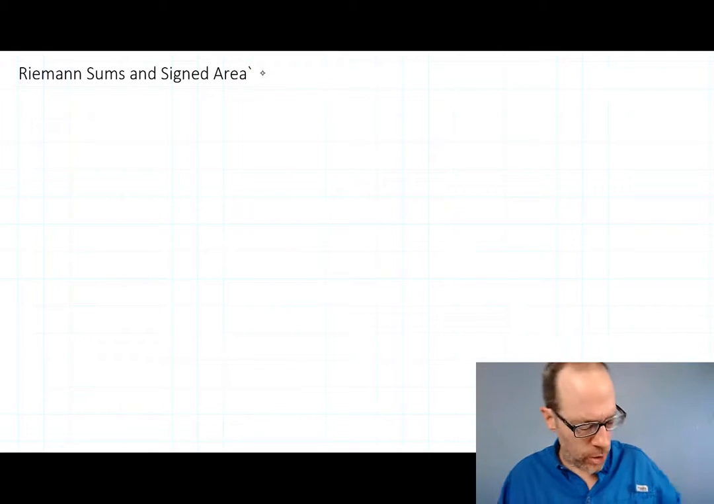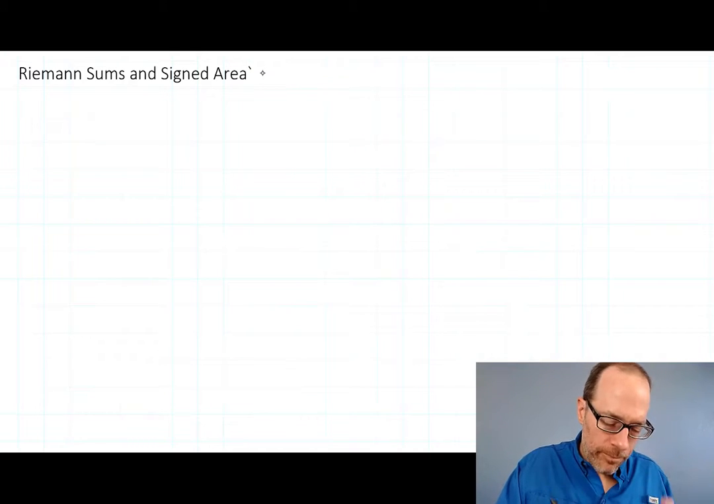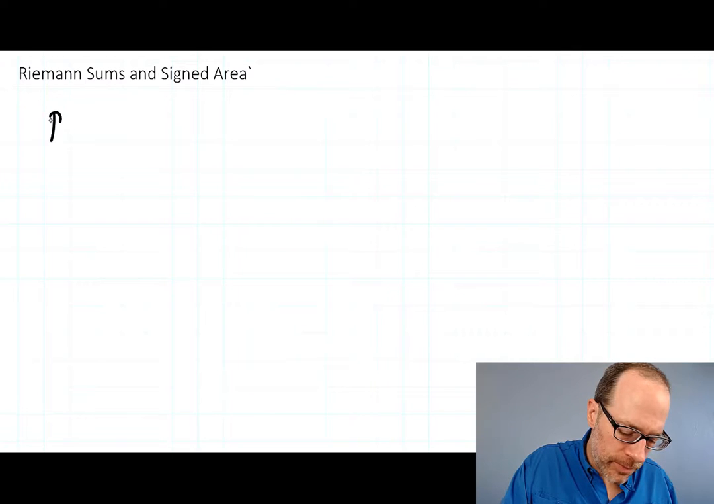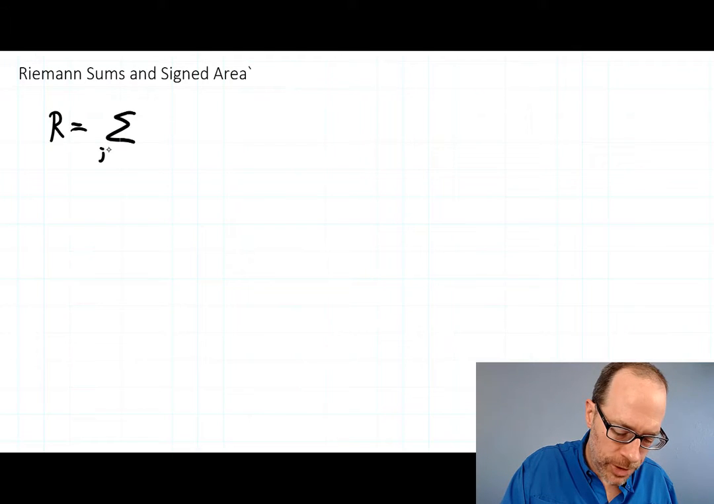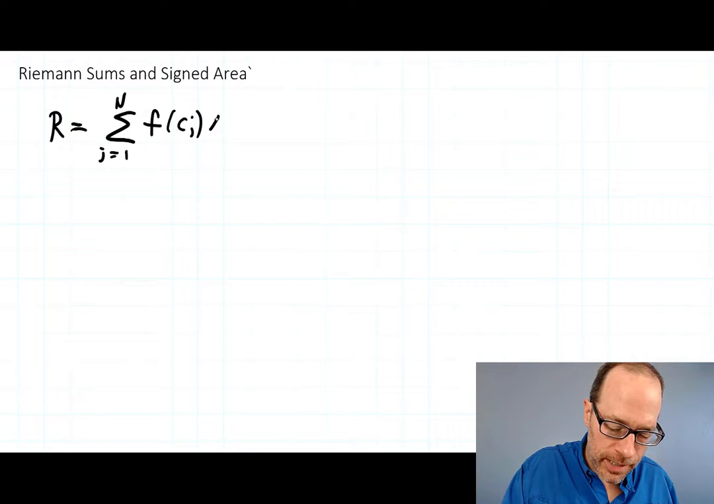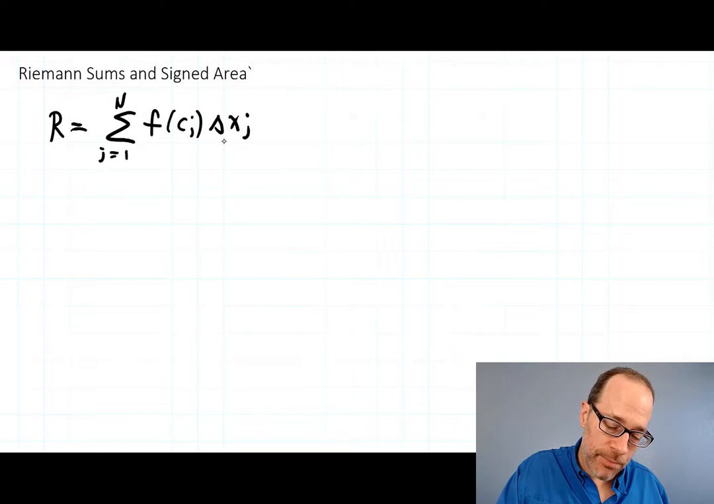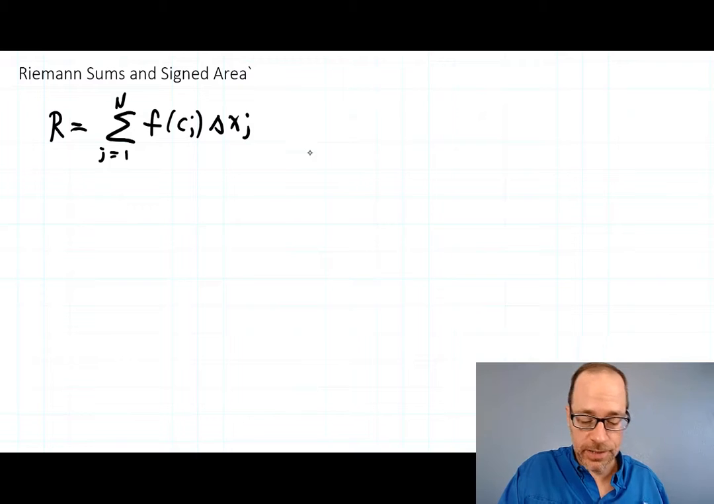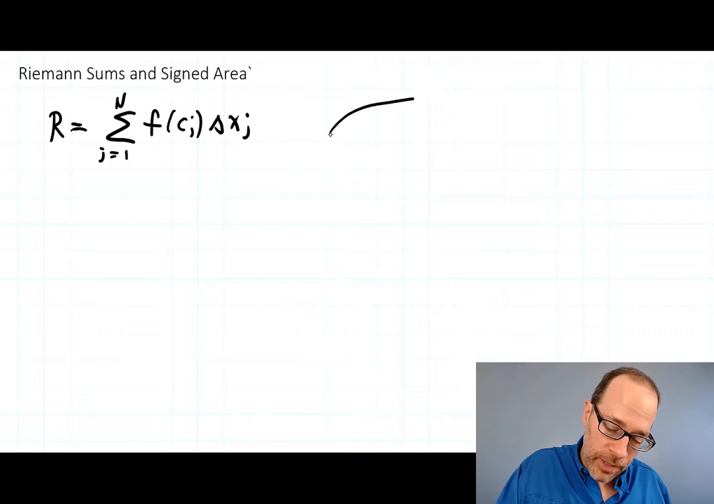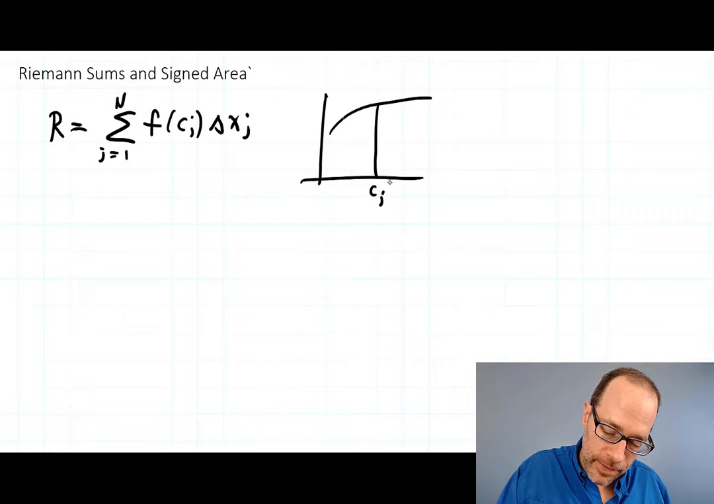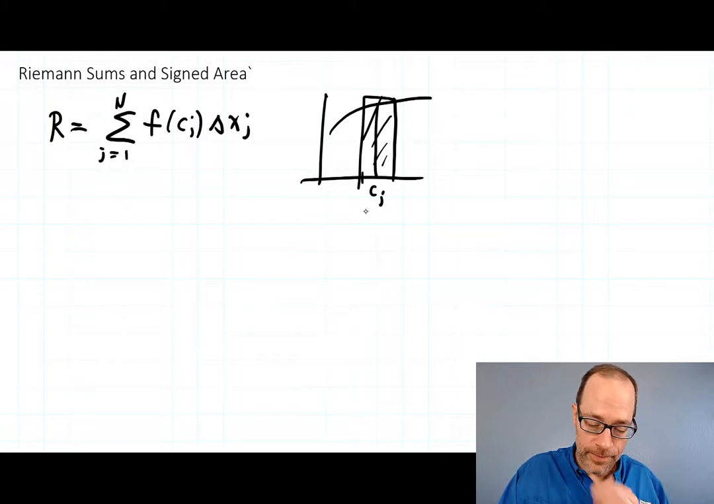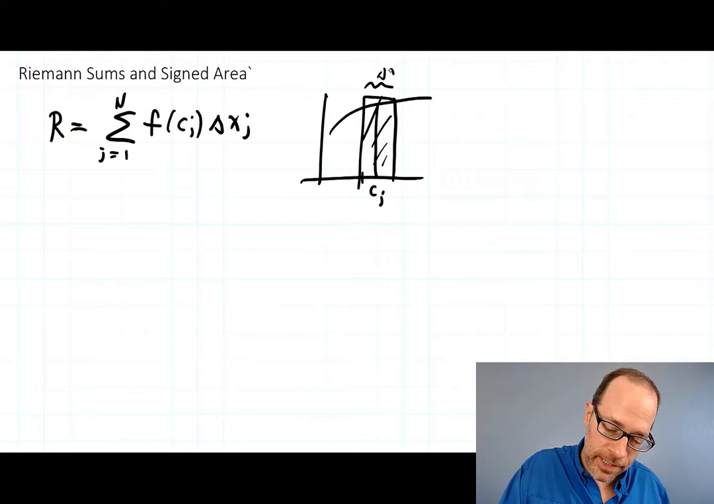All right, so remember we had this formula that the Riemann sum was the sum from j equals 1 up to n of f of cj delta xj. And remember, these cj's were these sample points, and the delta x's were part of this partition. And we had done this because we were approximating the area under the curve with these rectangles. So the width of this was your delta xj.